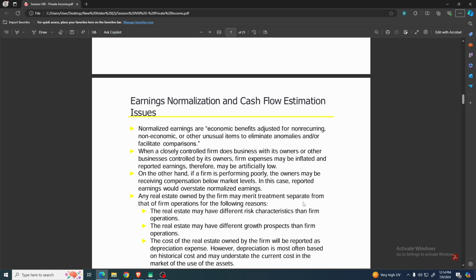It is associated with adjusting the company's earnings to remove the effects of non-recurring items and unusual expenses that we have just discussed. But let's try to have a common definition and a clearer purpose. So what are normalized earnings? Normalized earnings are economic benefits adjusted to remove non-recurring, non-economic, or unusual items, thereby facilitating better comparisons and providing a clearer picture of a company's sustainable earnings.